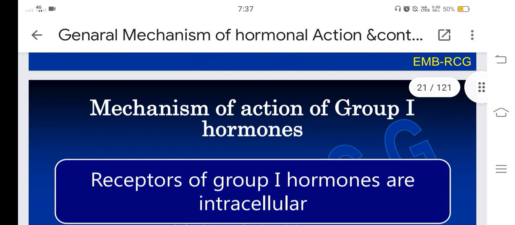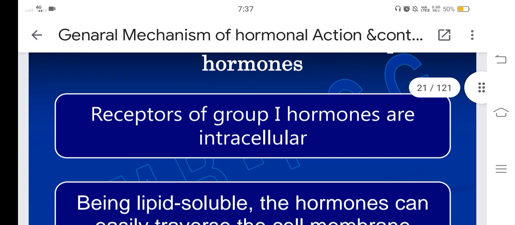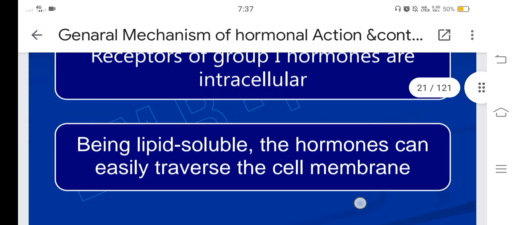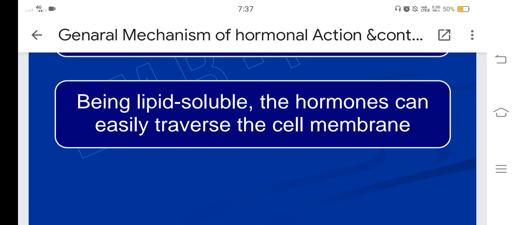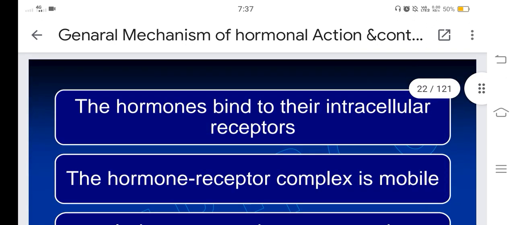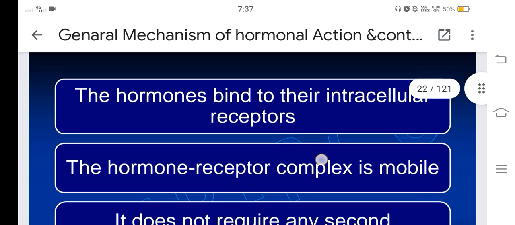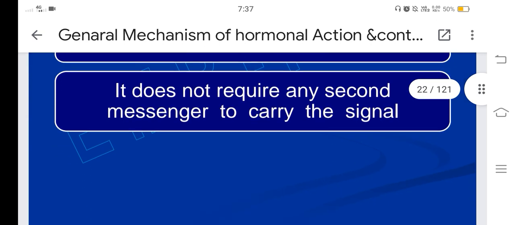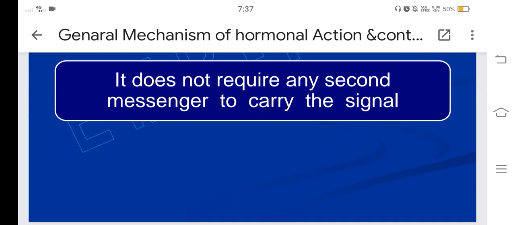Then mechanism of action of group 1 hormones. Receptors of group 1 hormones are intracellular. Being lipid soluble, the hormones can easily traverse the cell membrane. Then the hormones bind to their intracellular receptors. The hormone receptor complex is mobile. It does not require any second messenger to carry the signal.